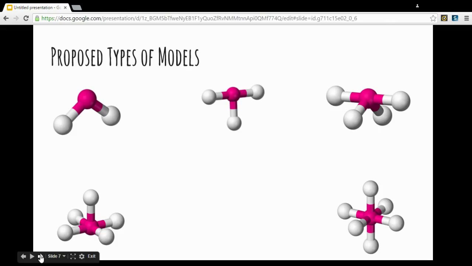A 2D model, for 2 regions, is a linear diagram because the regions form a 180-degree angle. 3 regions are called trigonal planar diagrams and take the form of a pie chart at 120 degrees. 4 are tetrahedral diagrams sitting at 109.5 degrees. 5 are trigonal bipyramid diagrams, known as expanded octets, and 6 are octahedral diagrams. With octahedral diagrams, bonds form at 90 and 180 degrees.